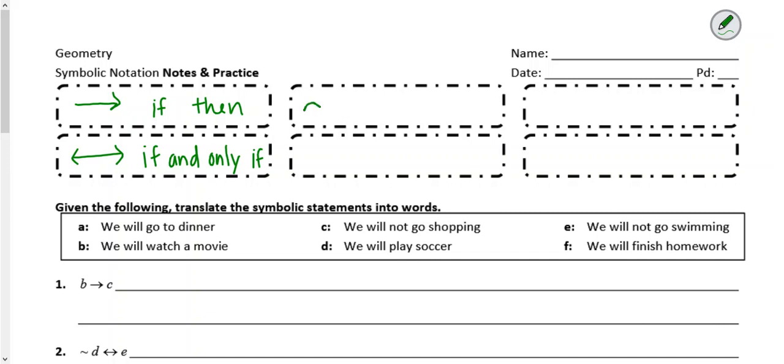You're also going to see a squiggly line. That just means that we are going to negate, add the word not, make it negative. We're going to make the statement something that is not true. We'll also see 3 dots in a circle or in a triangle. That means you'll see the word therefore.